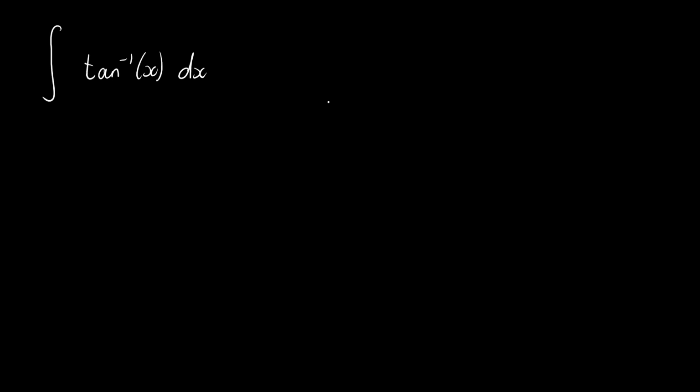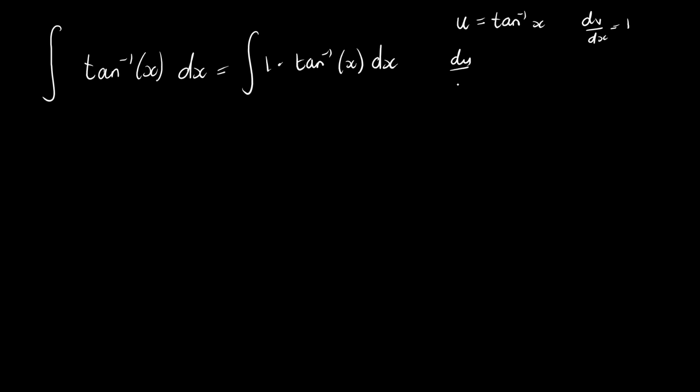You could do this with inverse tan, depending if you know what the derivative of inverse tan is. So I'm going to write this as 1 times tan inverse of x dx. So you'd say u is inverse tan of x, dv by dx is equal to 1, du by dx is 1 over 1 plus x squared, and v is equal to x. That's given in most formula books, or you can use the inverse function rule for differentiation.